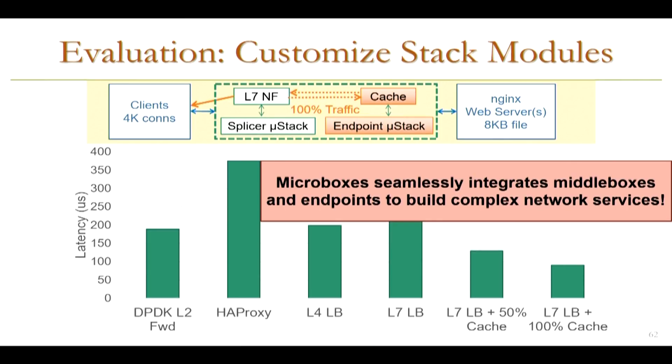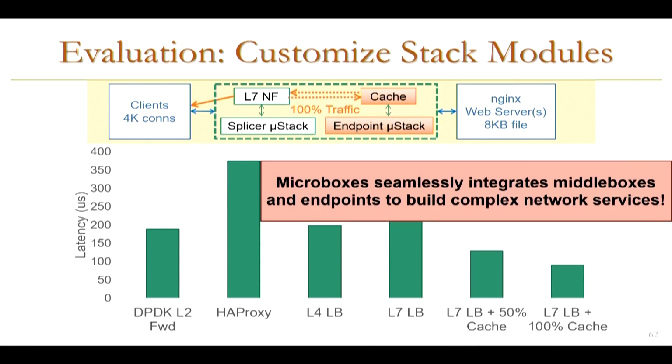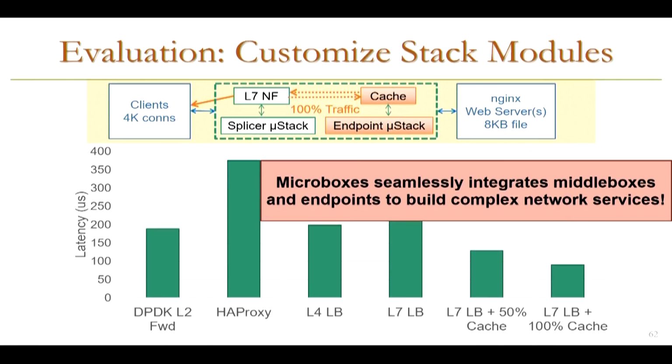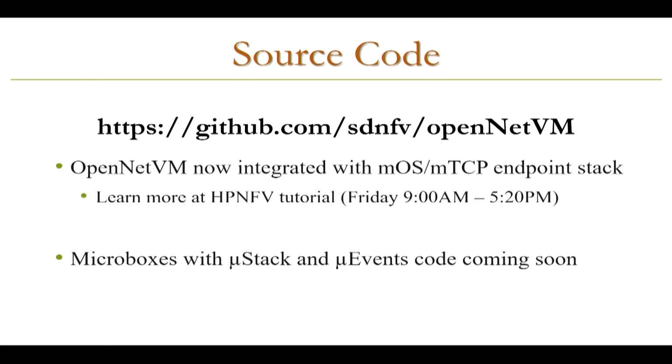These results show the power and flexibility of macroboxes when combining NFs and endpoints onto a unified platform. We believe this could change how developers think about building applications, since we are blurring the line between middleboxes and endpoints. If you are interested in working on network functions with TCP endpoints, we have already released an update to our OpenNetVM platform in collaboration with the mTCP developers. And you are welcome to our HPNFV tutorial on Friday to learn more details.